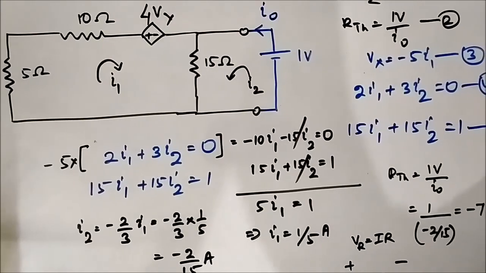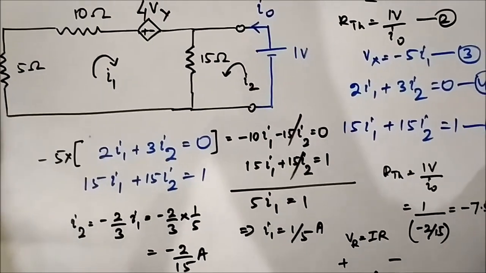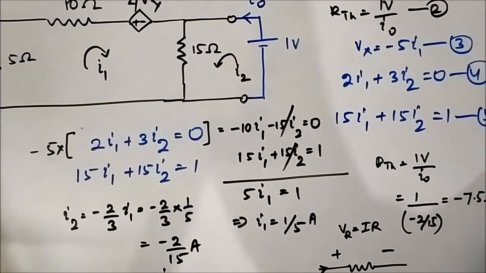So this is the fourth question related to Thevenin theorem application to circuits involving dependent sources.